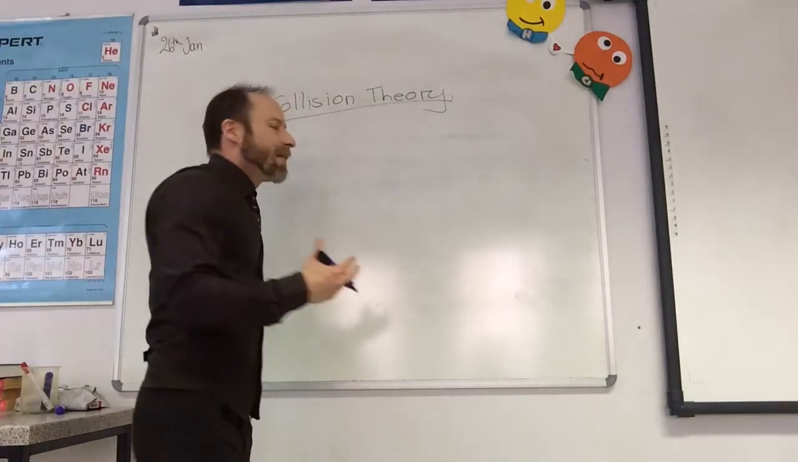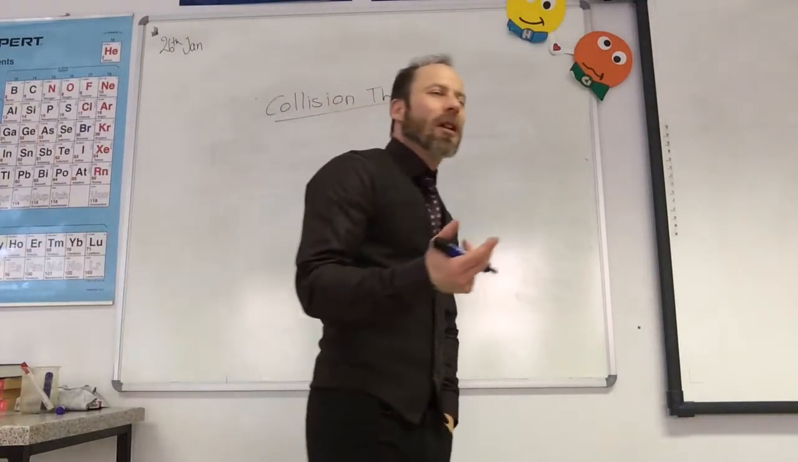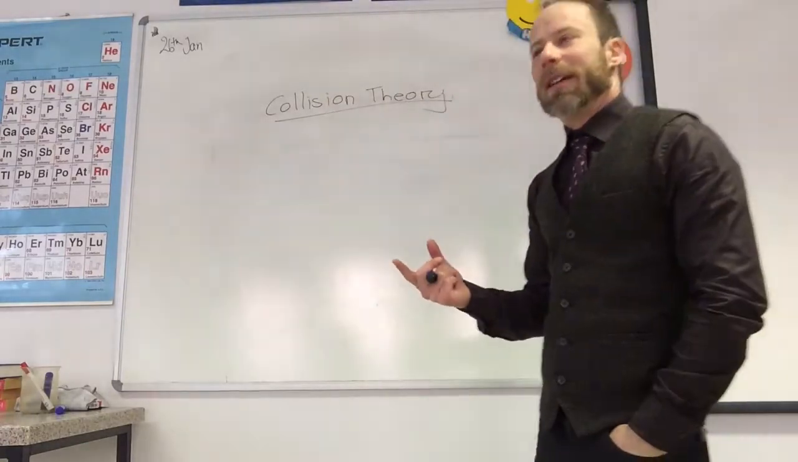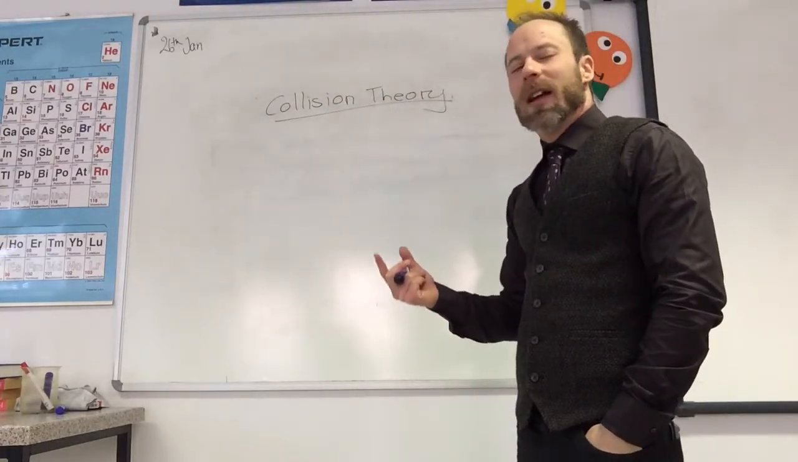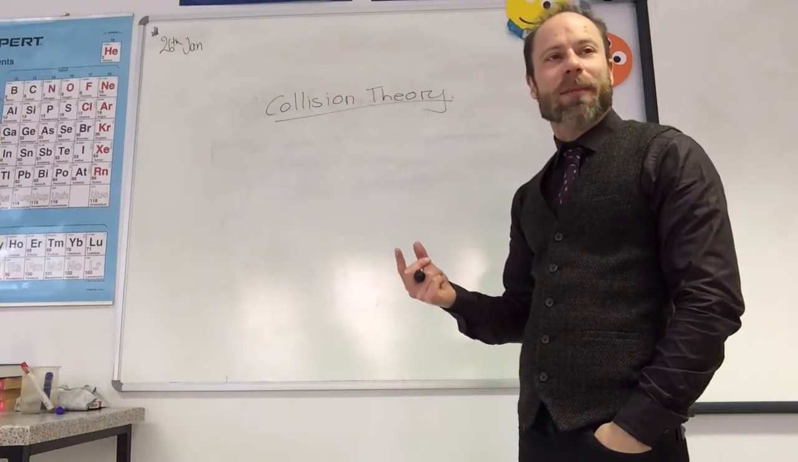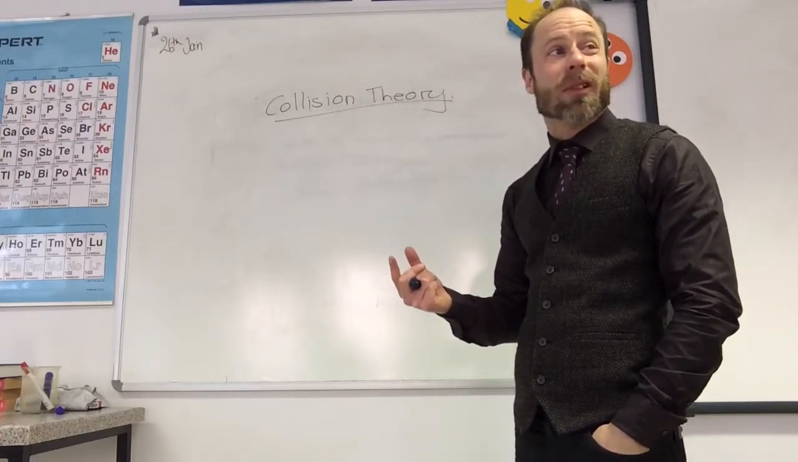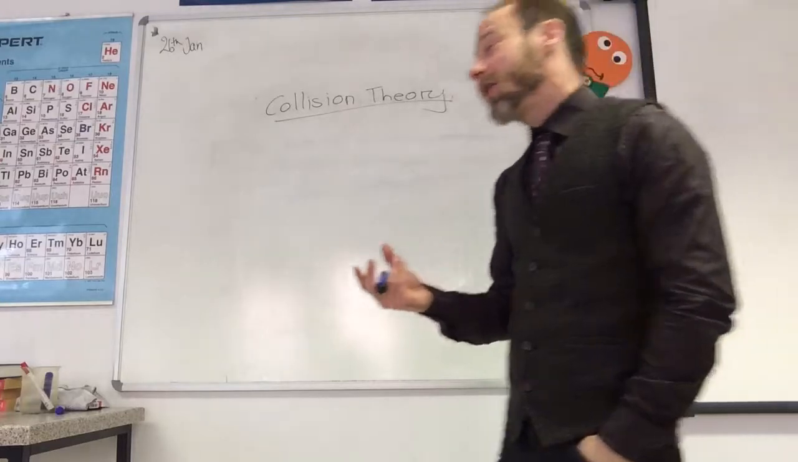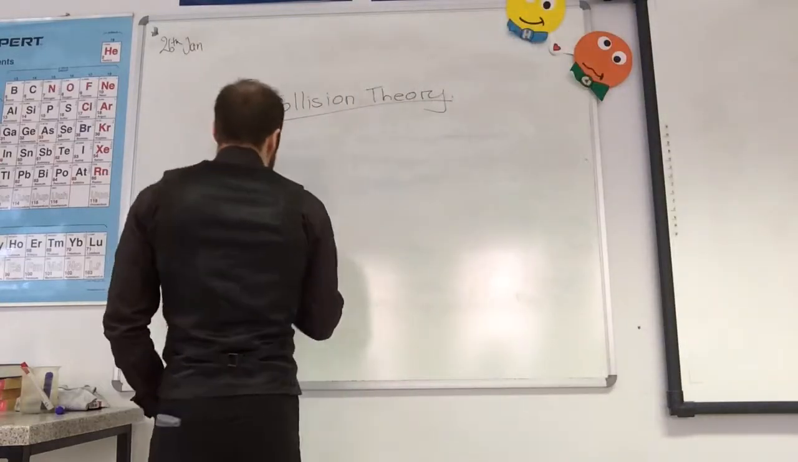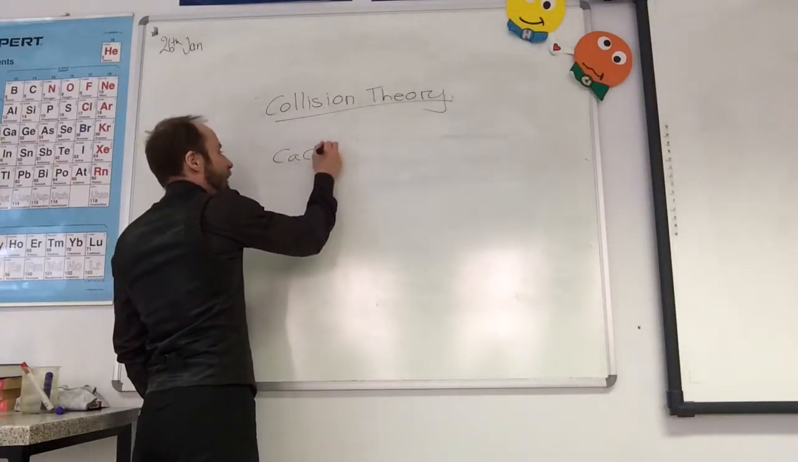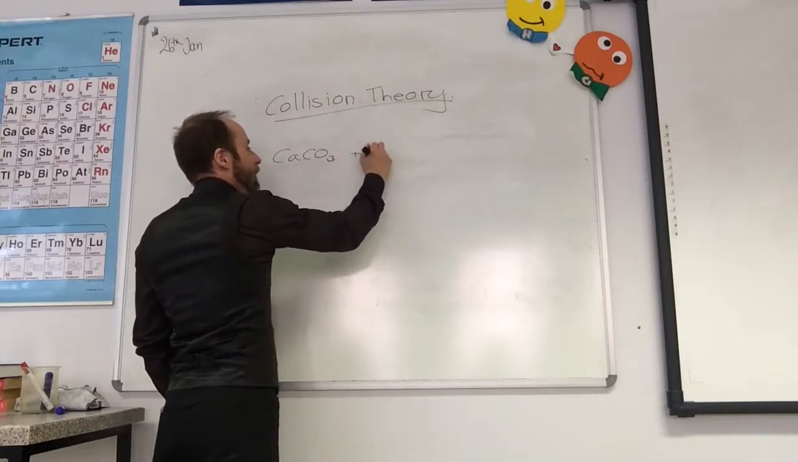In order to try and figure out what's going to affect the rate of reaction, we're going to use collision theory, which you would have met at GCSE. In order for a reaction to take place, obviously the particles have to collide. They have to meet each other. So in the example that we were doing earlier, we have calcium carbonate reacting with sulfuric acid.